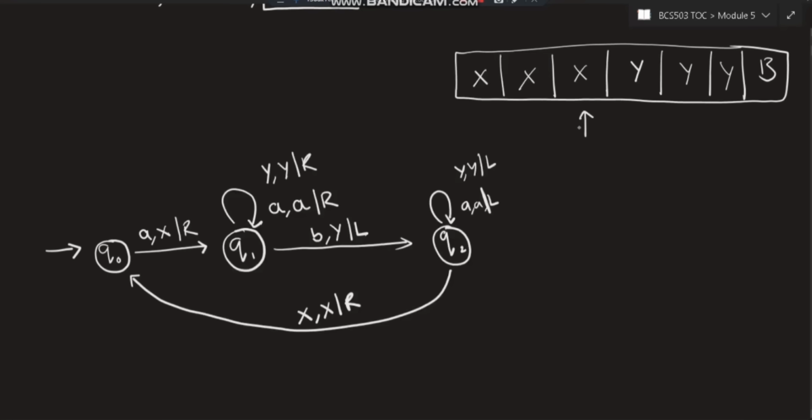So I move to the right here. XXR, right? I'll keep X as such and move to the right. Now I move to the right here. Now XXR, I went to the Q0 state. Now in Q0 state I encountered a Y. Now what do I have to do?